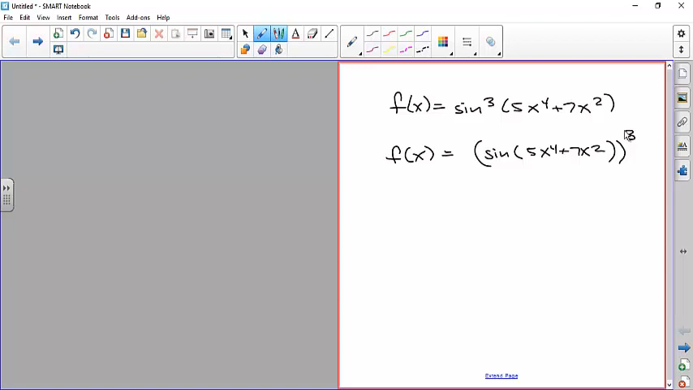So what you have is three parts. You have the inner function, which is 5x to the fourth plus 7x squared. And then you have the next function inside, which is the sine of something. And then you have the whole thing cubed. So there are three parts.